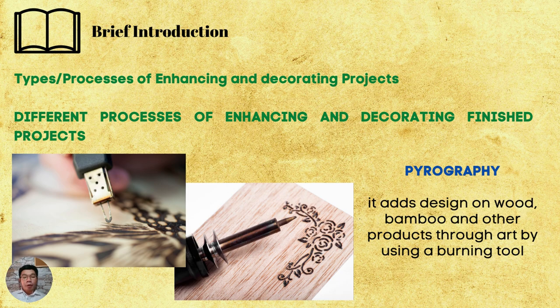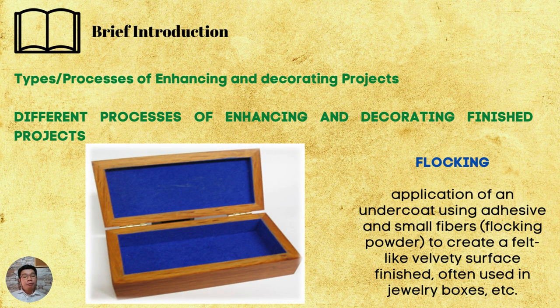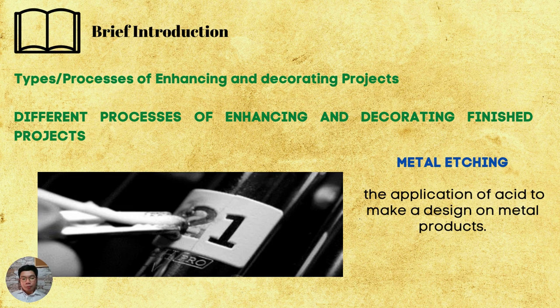Pyrography, this one is a type of decorating enhancing finished projects. So pyrography adds design on wood, bamboo, and other products through art by using a burning tool. The next one is flocking, application of an undercoat using adhesive and small fibers or flocking powder to create a felt-like velvety surface finish often used in jewelry boxes. We also have here metal etching, the application of acid to make a design on metal products.